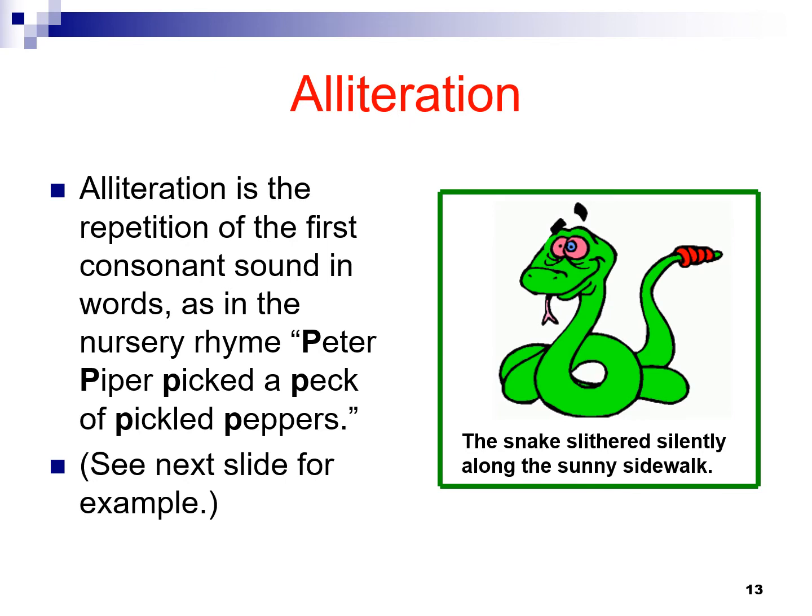Next, we have alliteration. Alliteration is about the repetition of the first consonant sound in words, as in, Peter Piper picked a peck of pickled peppers. So the consonant sound P has been repeated. The same is true with this one: the snake slithered silently along the sunny sidewalk. This consonant sound has been repeated.